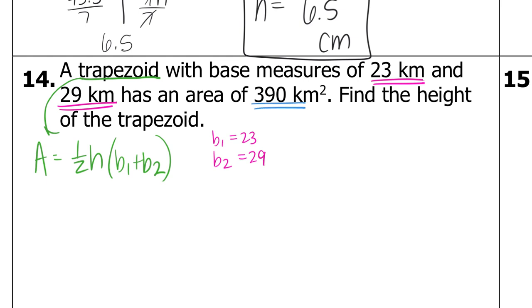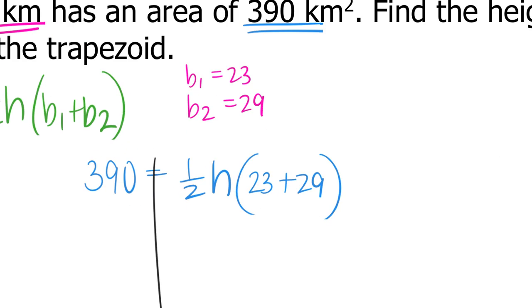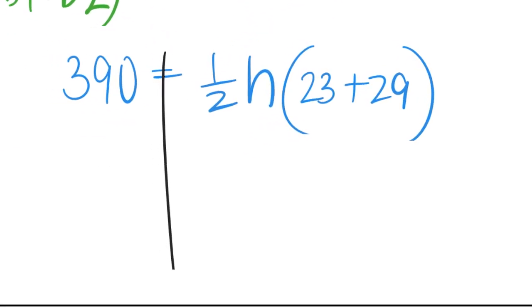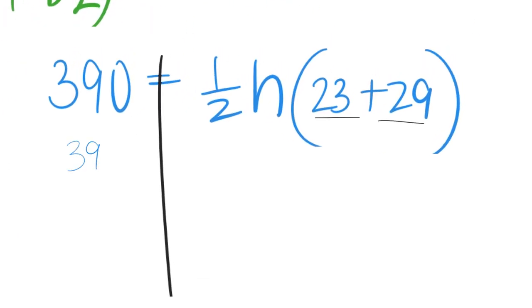So we're going to go ahead and plug all this into the formula. So we'll say that the area is 390. That's going to be equal to 1/2 of the height times the bases added together. So 23 plus 29. Okay, now solving the trapezoid formula can be a little tricky. Here's how I recommend solving it. I would add your bases together first to just simplify that a little bit. So 23 plus 29, that is 52. So I'm going to rewrite this. We have 390 equals 1/2 of the height times 52.